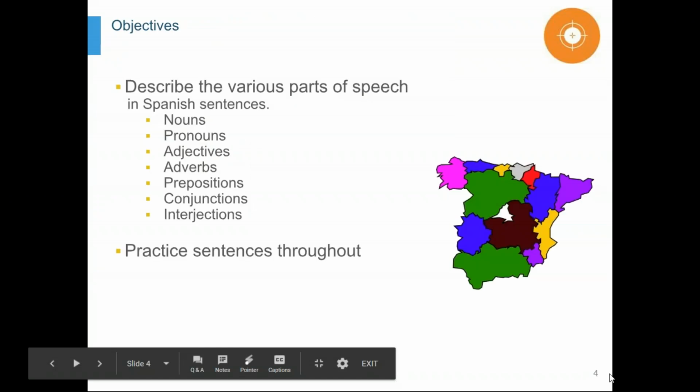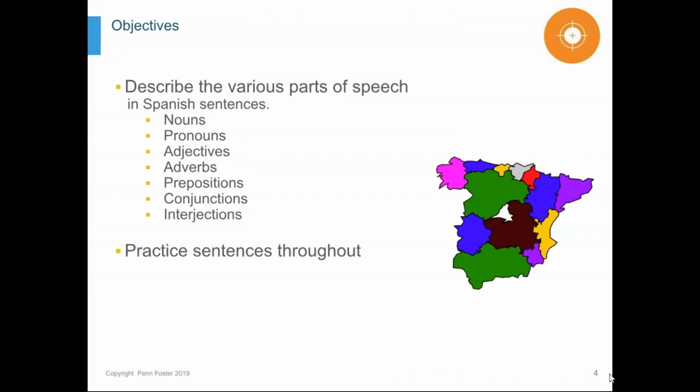Okay, in today's webinar we are going to discuss the 7 parts of speech that you see on the slide right now. We'll go into in-depth conversation on each, and there will be some practice sentences and examples throughout.